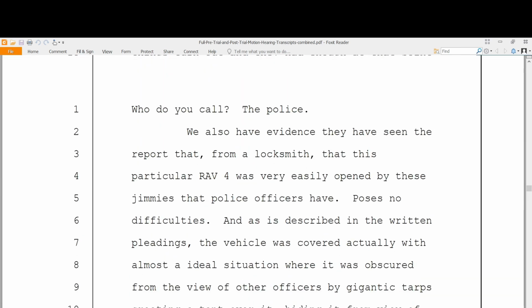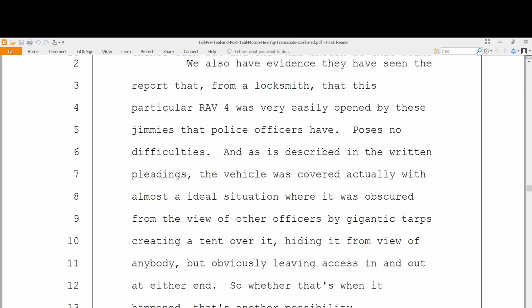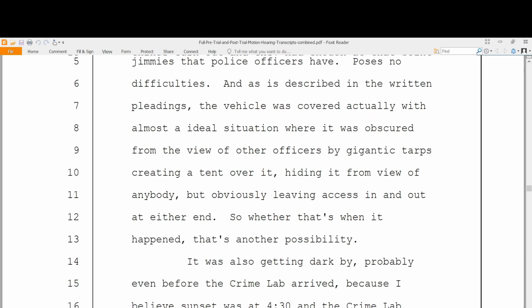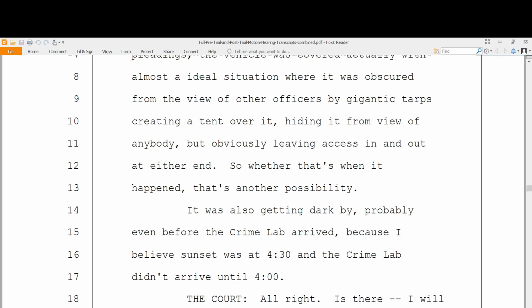We also have the evidence, which you have seen, the report from a locksmith that this particular RAV4 was very easily opened by these jimmies that the police officers have. Poses no difficulties. And as they have described in the written pleadings, the vehicle was covered in an almost ideal situation where it was obscured from the view of the other officers by gigantic tarps, creating a tent over it, hiding it from the view of anybody, but obviously leaving access in and out at either end.